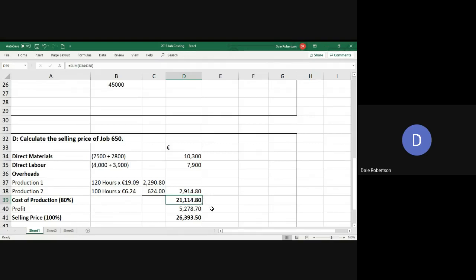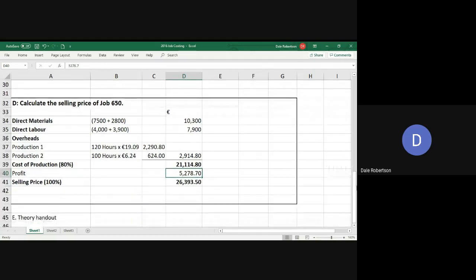Now, the question then does say that the company budgets for a profit margin of 20%. The margin means that 20% is 20% of the selling price. So therefore, you call the cost of production 80%, and if you divide it by 80 and multiply it by 100, there is your selling price, 26,393.50. The difference is going to be your profit, which is 527,870. That's what they are going to make out of this job.